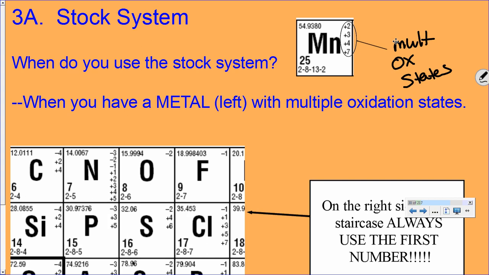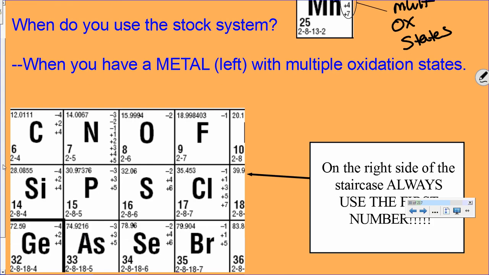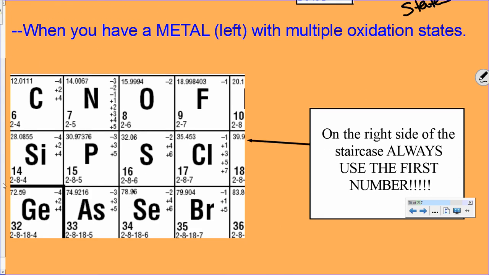Now, there are other elements on the periodic table that have multiple states listed. You'll notice up here that I've put some non-metals. When we look at the right side of the periodic table, for our purposes, we're always going to use the negative charge that's listed first until we get to redox later in the year. Nitrogen, even though it has multiple negatives listed, we'll still use -3 from that.